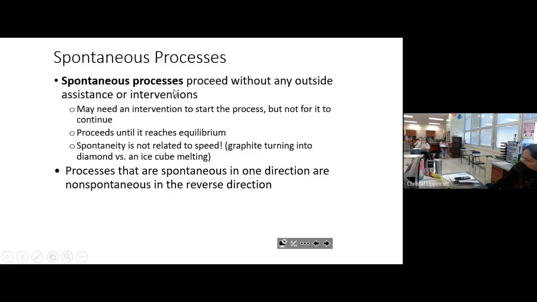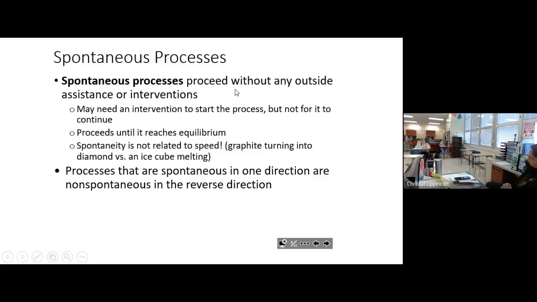So like I said, scratch out spontaneous and put thermodynamically favorable, because I want you, especially if you're taking that exam, to get used to writing that word. Thermodynamically favorable processes proceed without outside assistance or intervention, okay? They're going to proceed until they reach equilibrium. Spontaneity is not related to speed, how fast something happens.